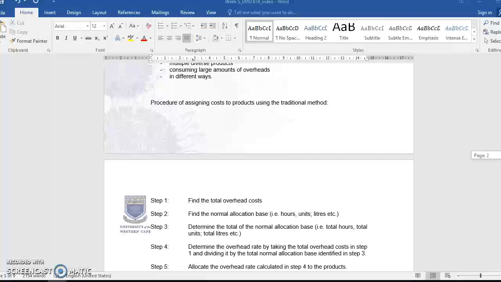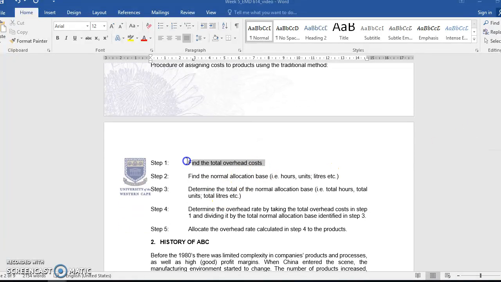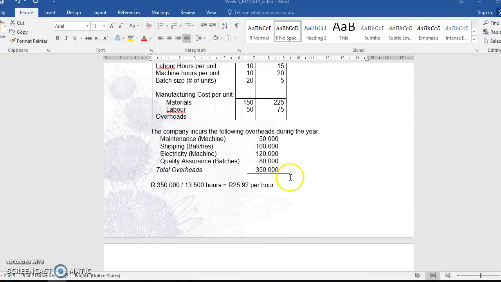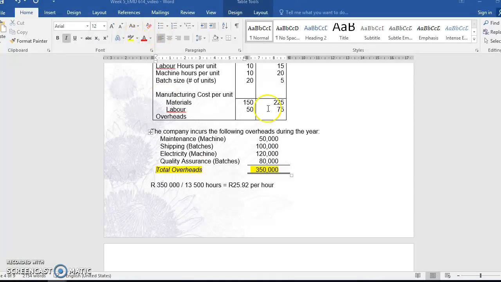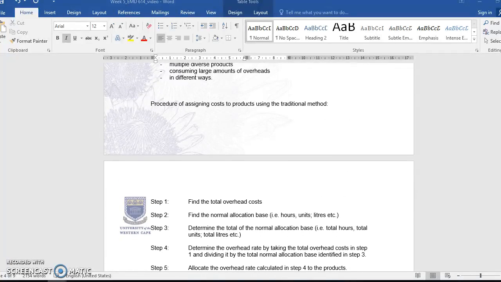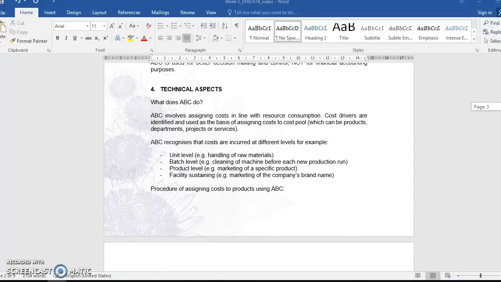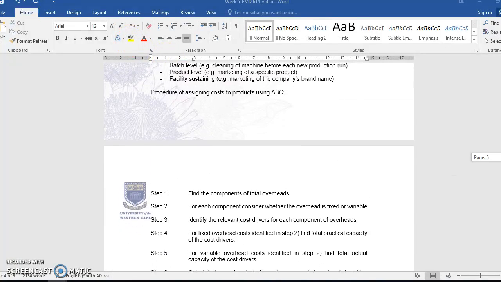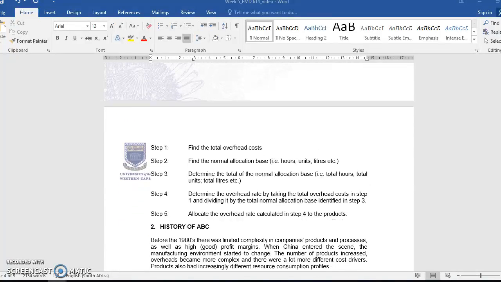and I want to remind you of the steps to the traditional method. So firstly, we want to find total overheads. So total overheads in this question is that total, 350,000. Alright, so that's step one. Step two, the normal allocation base. So the normal allocation base for the traditional method that the question told us is labor hours. Step three for the traditional method is to determine the total amount of the normal allocation base. So if the normal allocation base is labor hours, we want to determine what is the total labor hours.